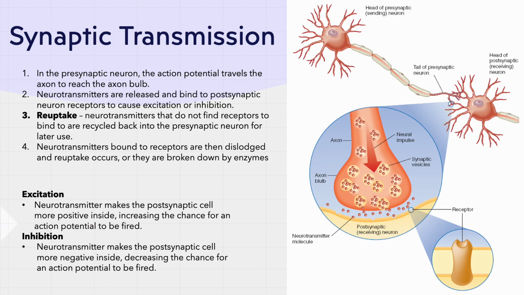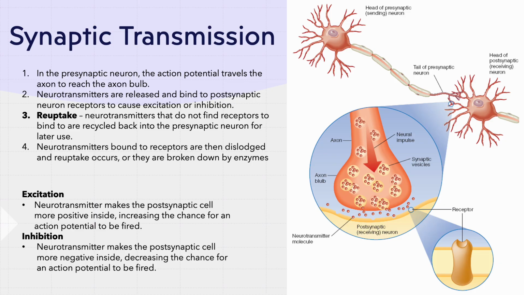Next, we'll get into how synaptic transmission works. As we've learned, there's that presynaptic sending neuron, and the action potential travels all the way down the axon to reach the axon bulb, which then releases neurotransmitters into your synapse, that itty-bitty space between your presynaptic sending neuron and postsynaptic receiving neuron. Now, these neurotransmitters released will bind to your postsynaptic receiving neuron's receptors to cause either excitation or inhibition. It is important to note, though, that each type of neurotransmitter has a certain shape, which allows it to bind to specific receptors, just like a lock and key.